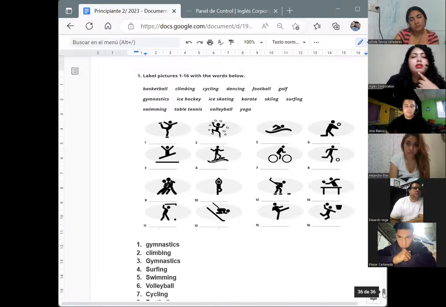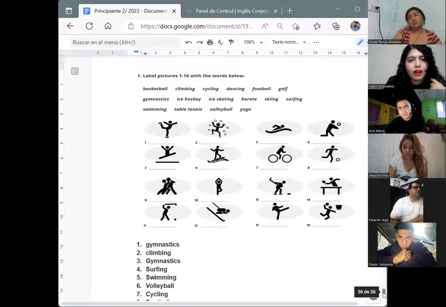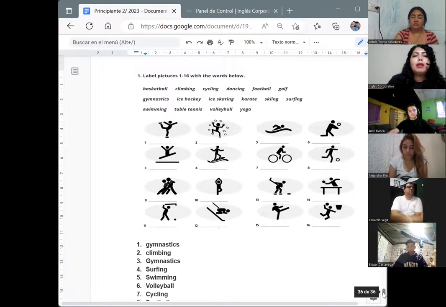Ice skating, patinaje sobre hielo. We don't have that name, no lo tenemos. Then we have karate, que lo tenemos en el número 15. Skiing lo tenemos en el número 12. Surfing is number 4. Swimming is number 5. Table tennis, number 14. Volleyball, number 6. Yoga, number 10. Entonces solo nos queda una palabra.